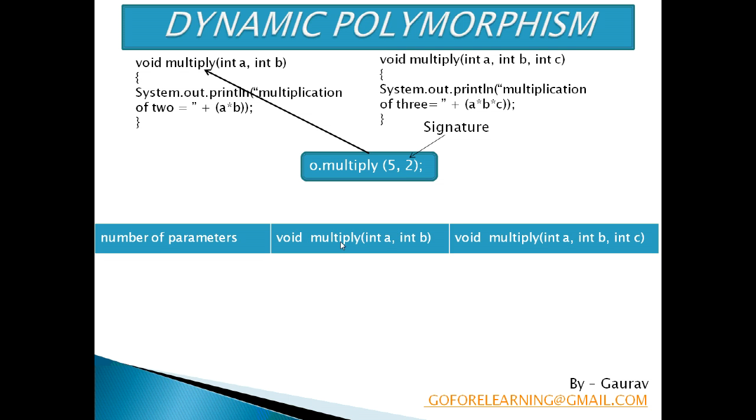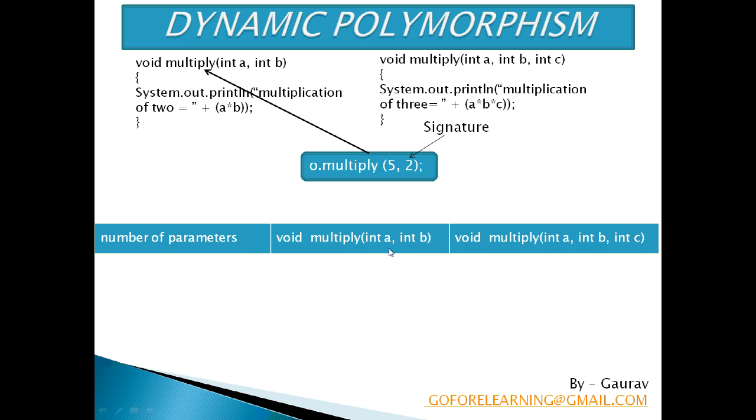The difference in method signature will arise because of one of the following reasons. 1. There may be a difference in the number of parameters passed to the methods. Like the first method is void multiply with two parameters, int a, int b. Another method is void multiply having three parameters, int a, int b and int c. So here the number of parameters differs.